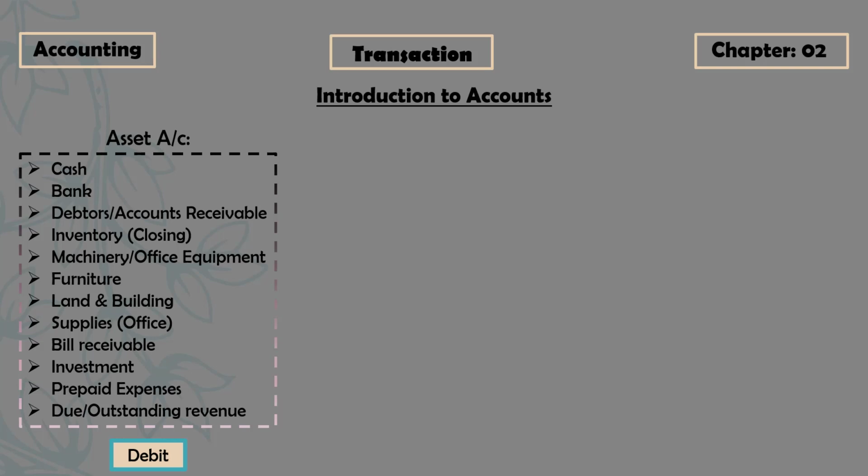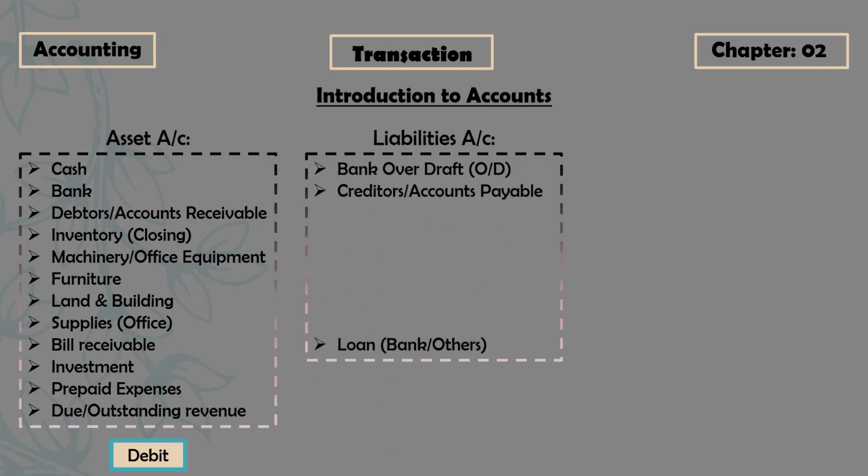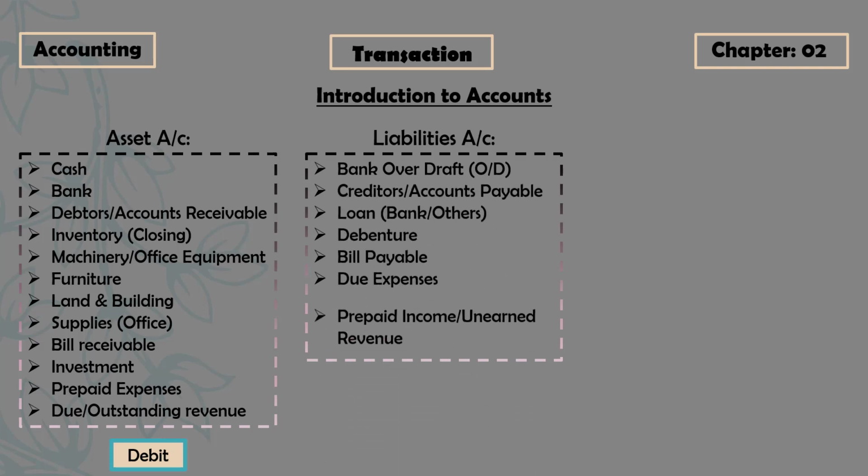That's why I've written at the lower part that all these accounts are debit. Okay, then let's see liabilities accounts. Liabilities accounts are bank overdraft. It is a very important account. I will discuss it later. Okay, creditors, accounts payable. Like accounts receivable, accounts payable is liability. All payable is liability. That's why creditors is accounts payable liability.